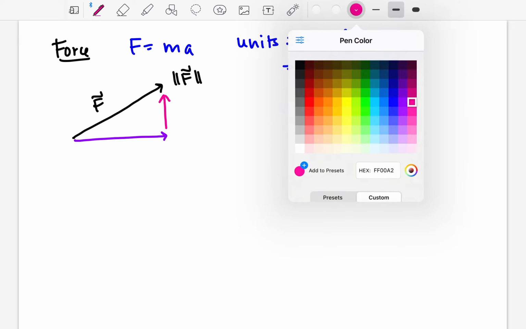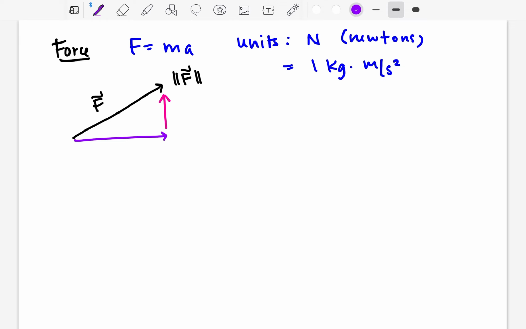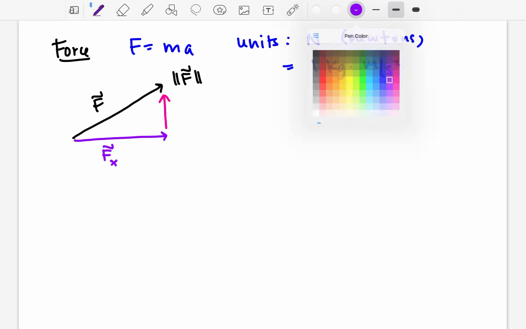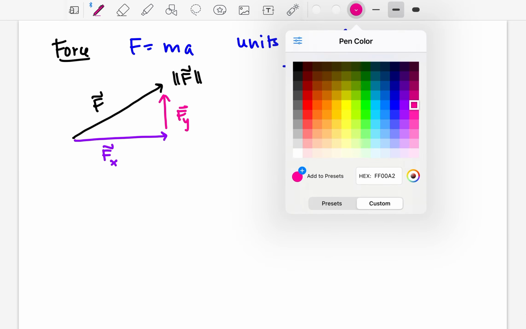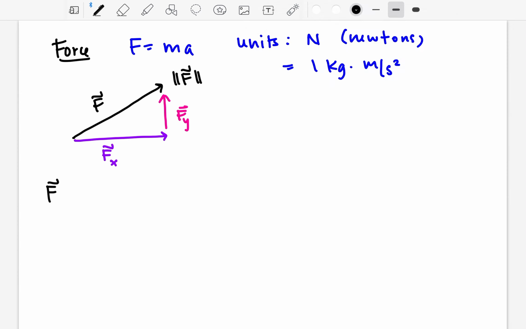But long story short, if I call this purple one my x component, the same as saying the horizontal component, and then the pink one the vertical component, then I know that the force vector, using math, can be written as the x component or the horizontal component plus the vertical component or the perpendicular component, okay? Or the y component, whatever you want to call it.